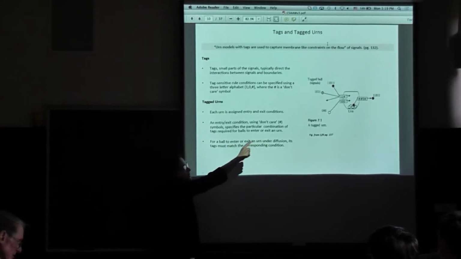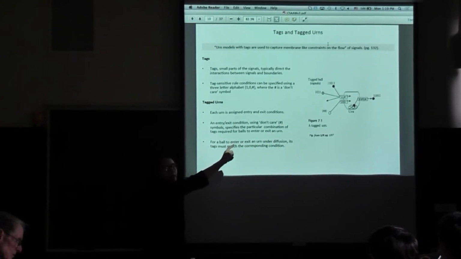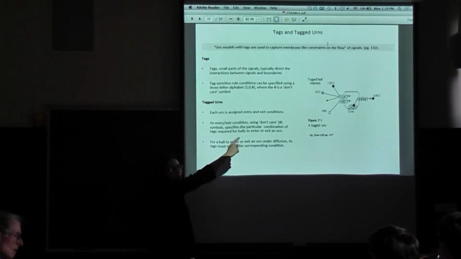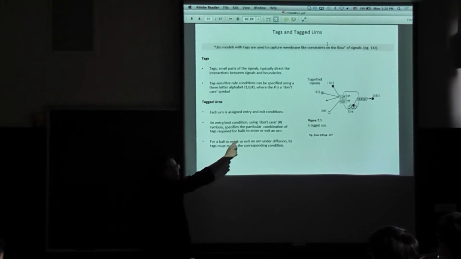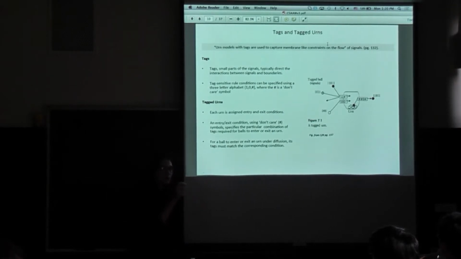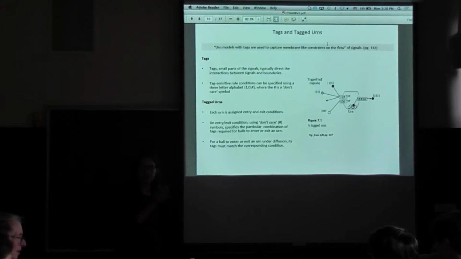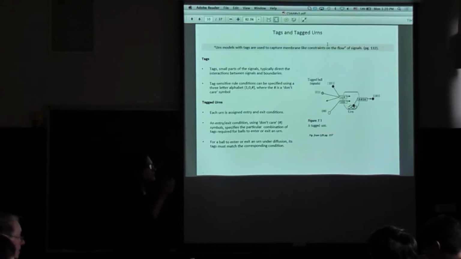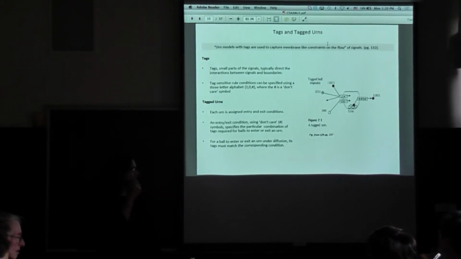You can see that there's an entry condition, 11 hashtag. The ball satisfies that because it meets the tag 11, so it's allowed to enter the urn. That's how you combine tags and urns. You give the entry conditions and exit conditions, tags with which the signals must match in order to enter or exit.